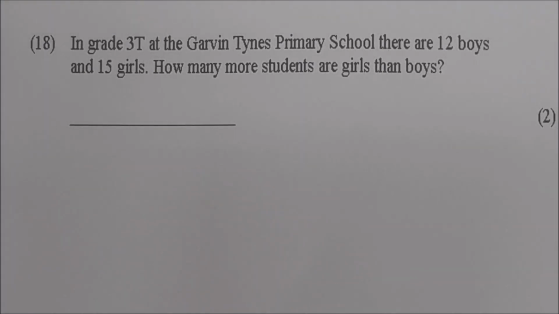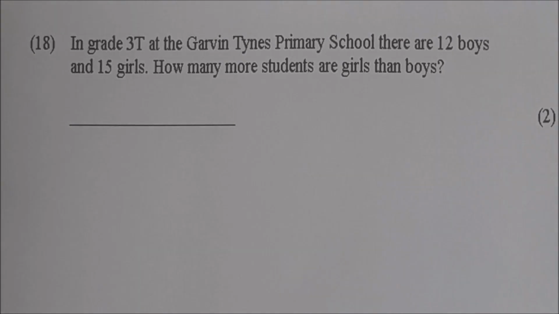In grade 3T at the Garvin Times Primary School, there are 12 boys and 15 girls. How many more students are girls than boys? Very good. I'll read it again for you. In grade 3T at the Gavintines Primary School, there are 12 boys and 15 girls. How many more students are girls than boys?